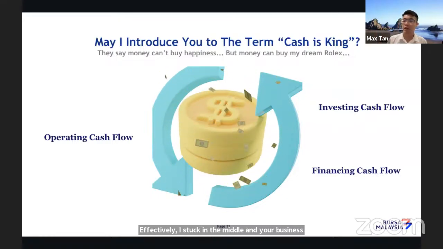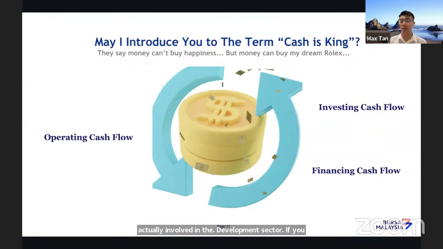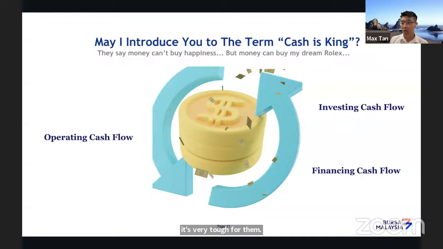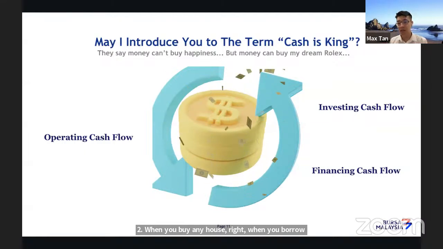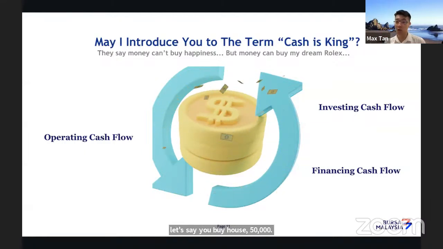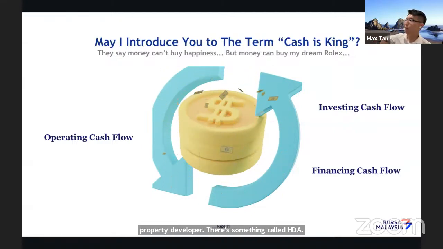So taking another example, property development, right? A lot of cost is involved in the property development sector. If the company does not have enough cash or financing, it's very tough for them. So number one, you have to buy the land bank. Number two, when you buy a house, let's say 300,000, the bank does not immediately release the money to the property developer. There's something called HDA, right? That holds up the money. So let's say if I build up to a certain stage, let's say I finish up to the 10th floor, then the bank will pay me a certain percentage. I finish up to the 20th floor, then the bank will continue to pay me another sum.